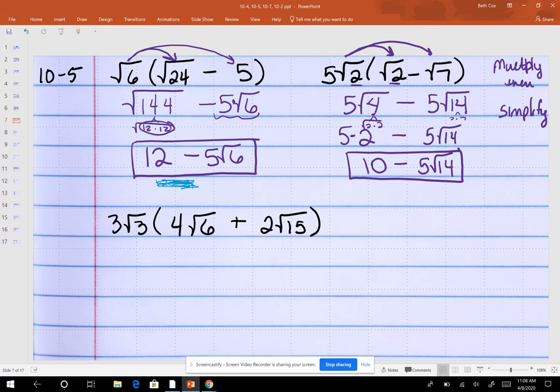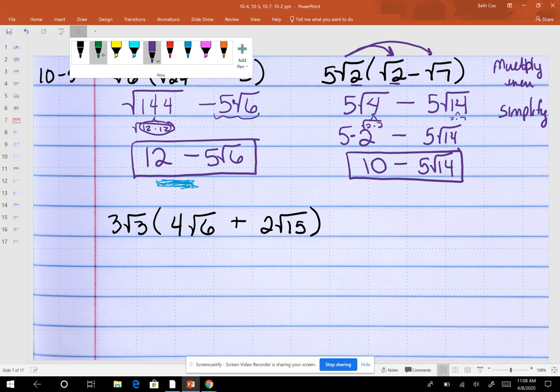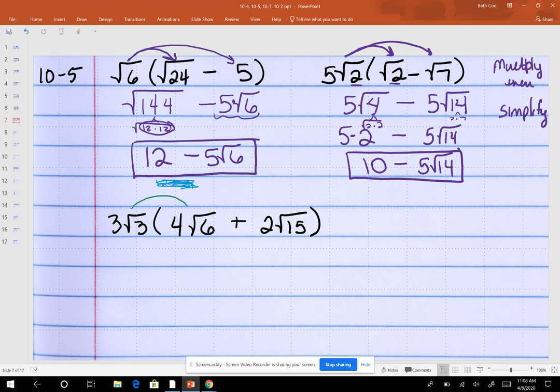All right, one more like this. We've got, change color, just for a different color. All right, so now we're going to distribute. I'm going to do the 3 times the 4 and get the 12. And the square root of 3 times the square root of 6 gives me square root of 18. And I distribute over here. Get a 6 and a 45. Think that through, stop the video, make sure you can see what I did. I multiplied outside numbers together, multiplied inside numbers together.